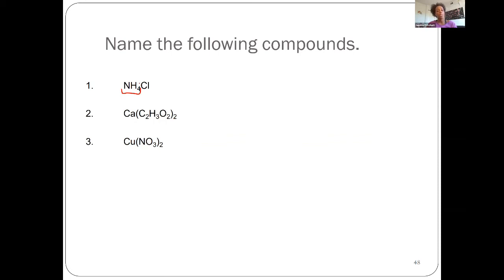And so then when we think of that, how do we treat that cation? Does it have a fixed charge? Well, yes, it does, because anytime we say NH4, it's the +1 charge. And so when we name this, we're going to simply list the cation, which is ammonium, followed by the anion, which is chlorine, and then we add the ide ending, so that becomes chloride. So that would be ammonium chloride.